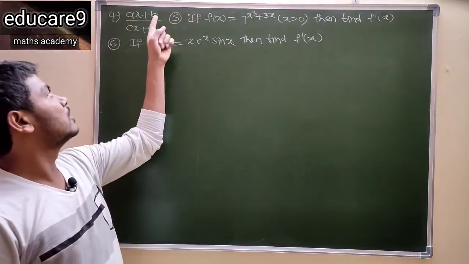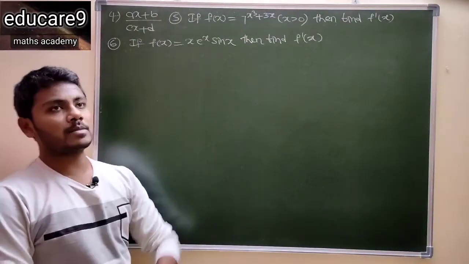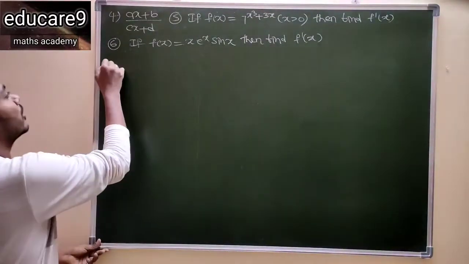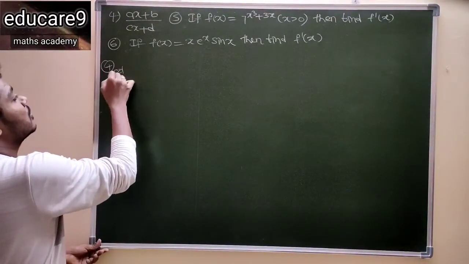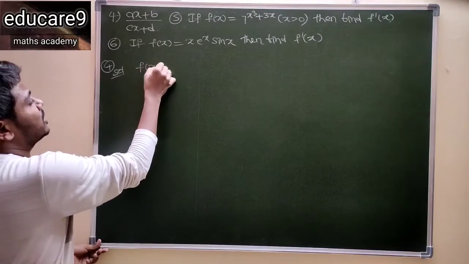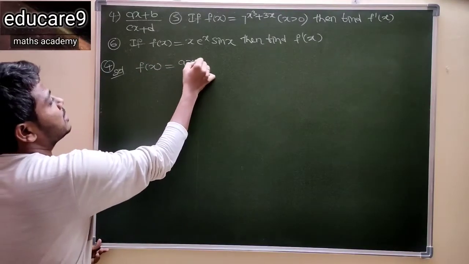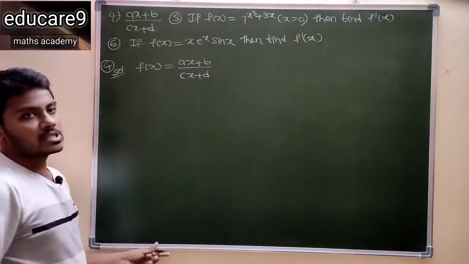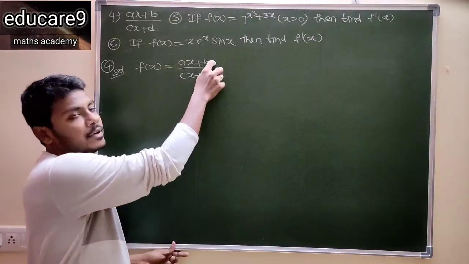See the next one, ax plus b by cx plus d. Find the derivative of the function. See here, question number 4. So first, f of x is equal to what? ax plus b by cx plus d. So it is in the form of u by v.